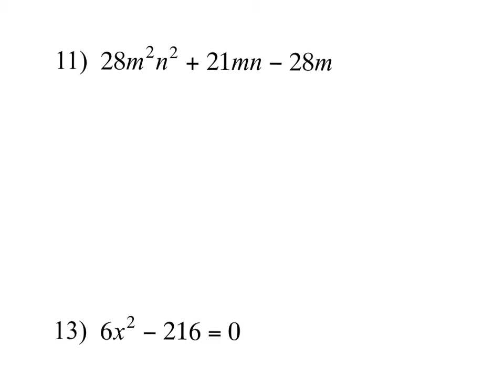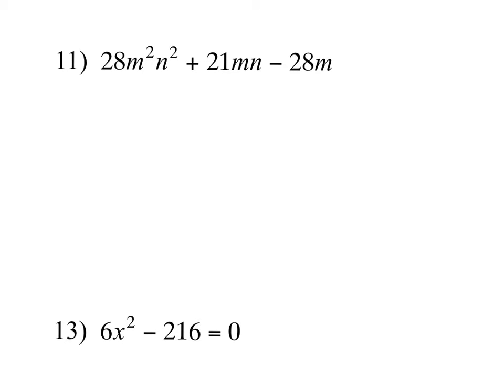and I have number 13. So on number 11 and 13, besides the obvious differences, like 13 only has one variable, and number 11 has an M and an N, there's one really big difference between the two of those things. What do you notice that's different?